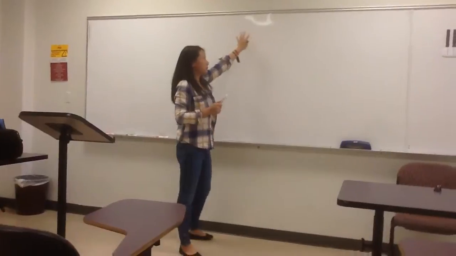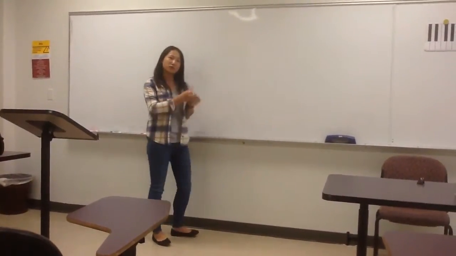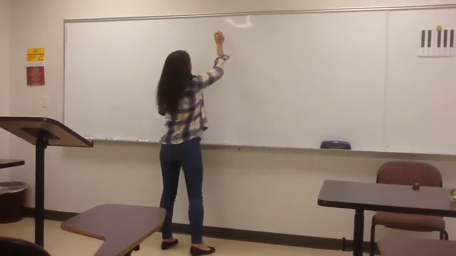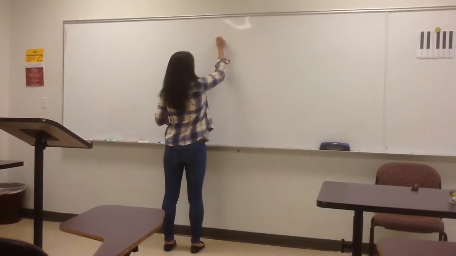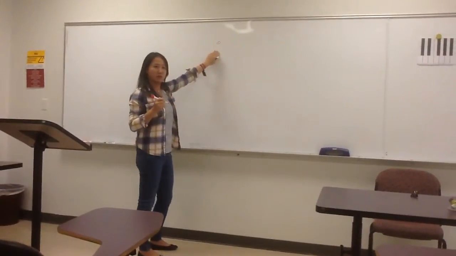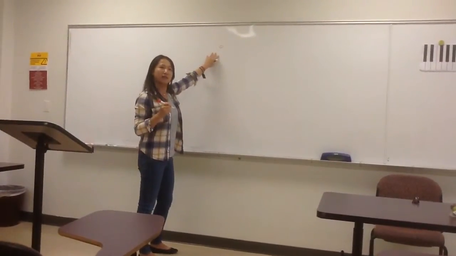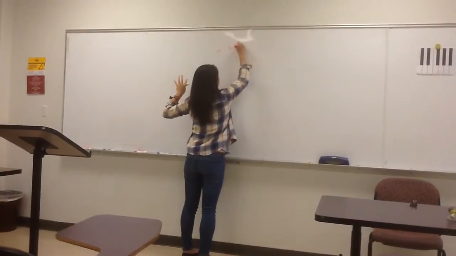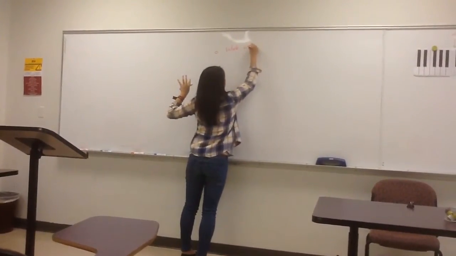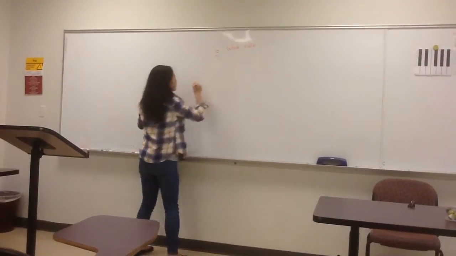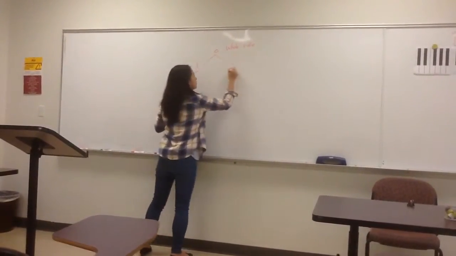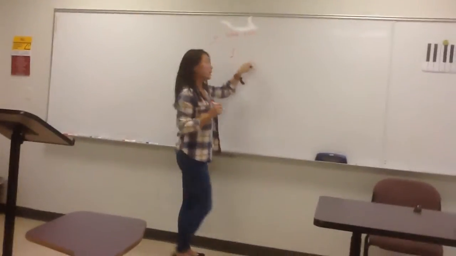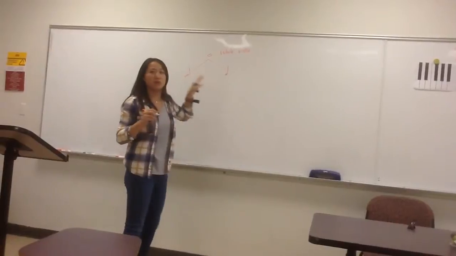Okay, so from last class we learned how to read the length of the notes, right? Okay, let's do some review. How many beats do you need to count for this note? Do you know what note it is? Four. This is four. Whole note. And one whole note equals to what note? Half note. Half note, okay? One whole note equals two half notes.